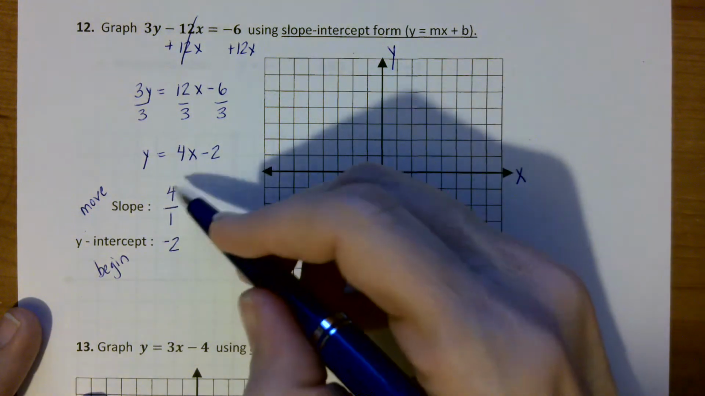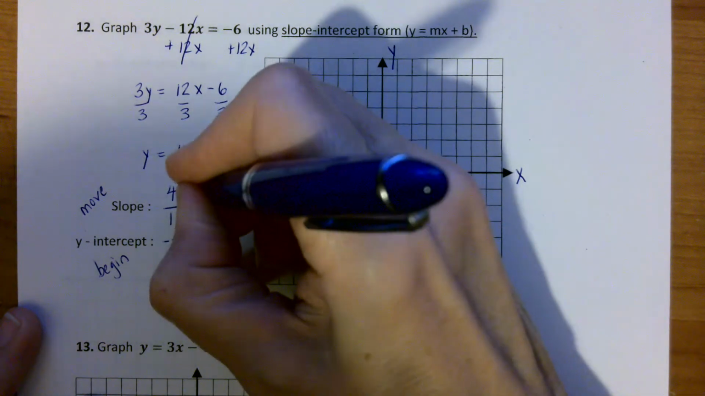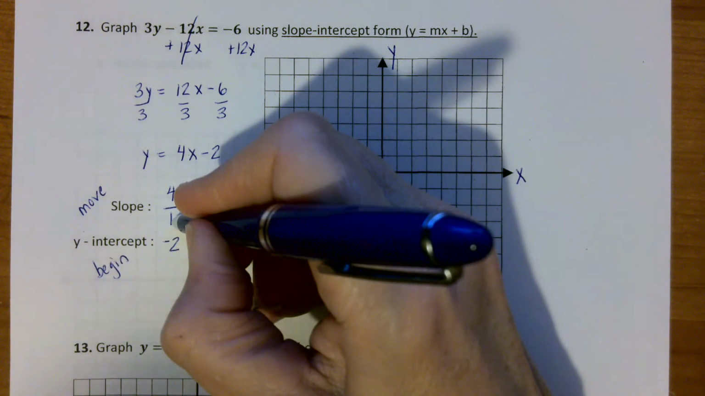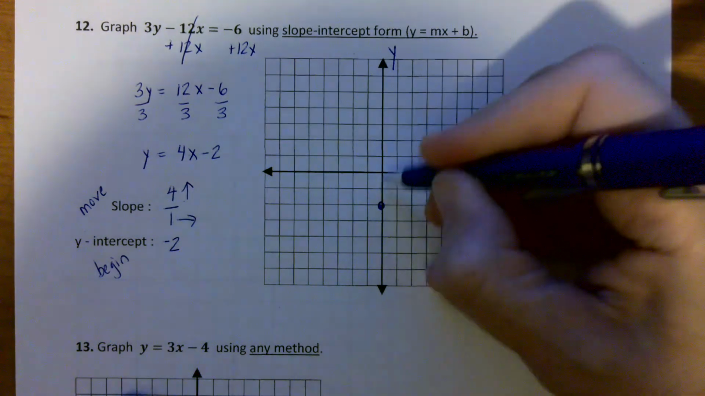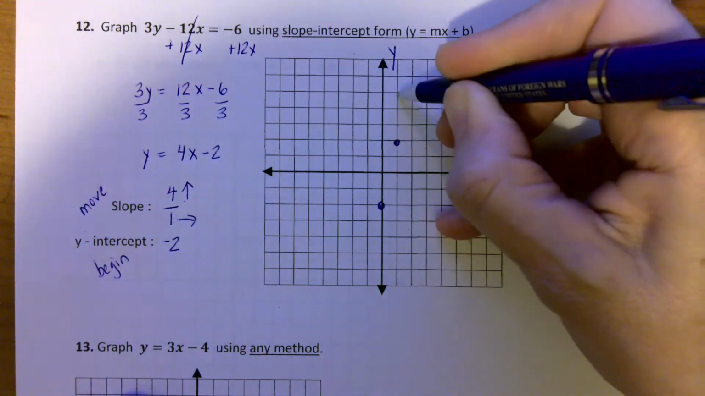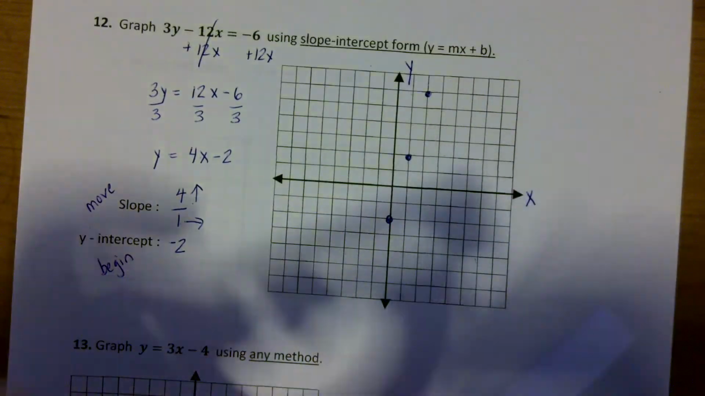To move, on top is how I move along the y-axis. Since it's positive, I'm going to go up. The 1 on the bottom is how I move in the x-axis. I move left or right. Since it's positive, I go to the right. So up 4, to the right 1, up 4, to the right 1. You take your ruler.